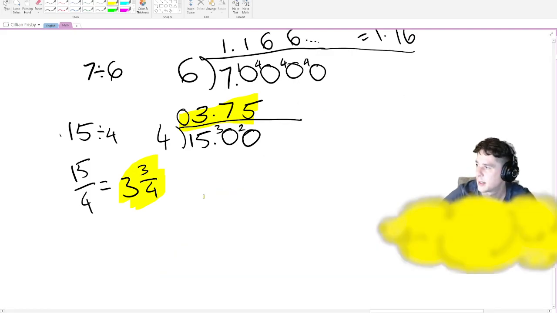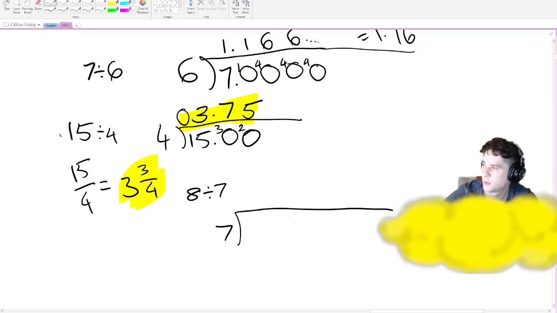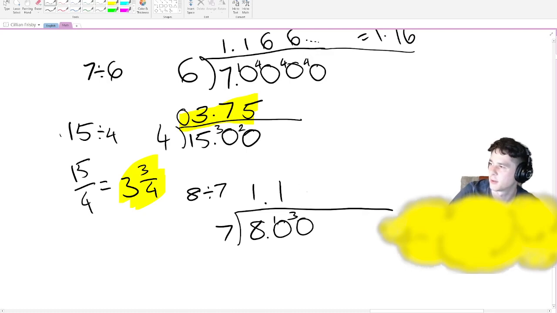We can say 8 divided by 7 is equal to 7 into 8. So 7 goes into 8 once with a remainder of 1. 7 goes into, put the decimal above and below. 7 goes into 10 once with a remainder of 3. 7 goes into 34 times with a remainder of 2. 7 goes into 22 times with a remainder of 6.